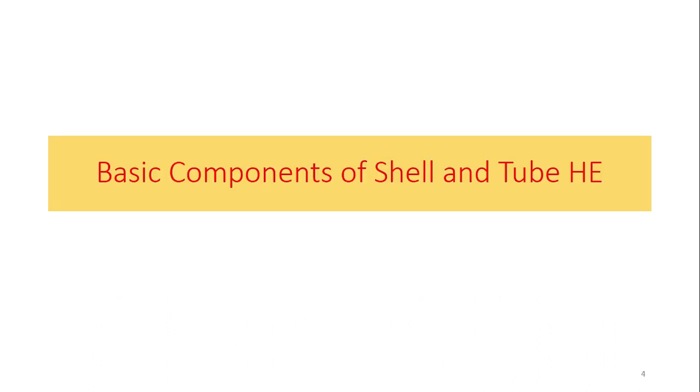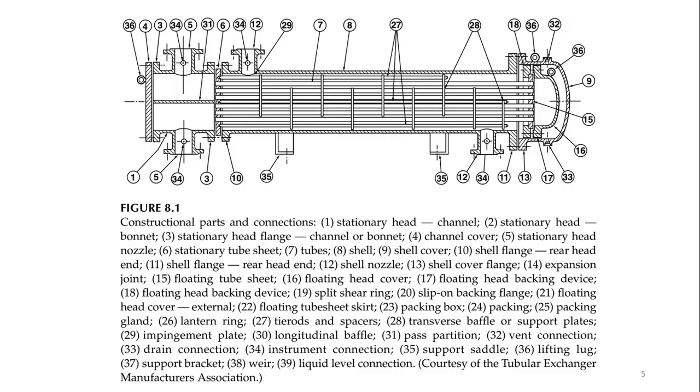So the next is, let's talk about the basic components of shell and tube heat exchangers. We are going to discuss the shell and tube heat exchangers and their design. Before going into the detailed analysis of the design, we must have an idea about the basic components. This is a labeled diagram of a shell and tube heat exchanger. It has various components, and you must go through each and every part in order to get an idea of the particular components, right?